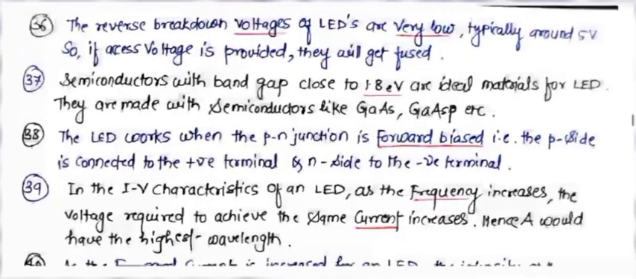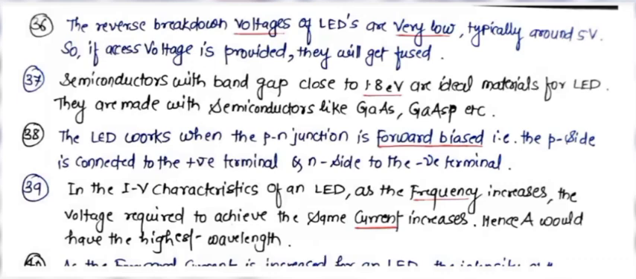The reverse breakdown voltages of LEDs are very low, typically around 5 volt. So if excess voltage is provided, they will get fused. Semiconductors with band gap close to 1.8 eV are ideal materials for LED. They are made with semiconductors like GaAs, GaAsP, etc. The LED works when the PN junction is forward biased, that is, P side is connected to the positive terminal and N side to the negative terminal.